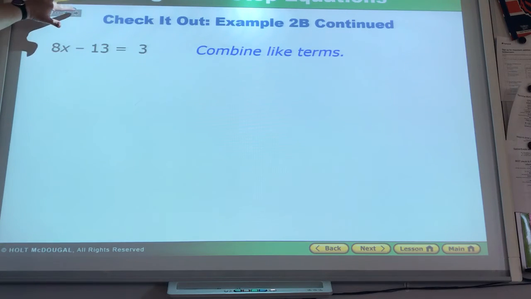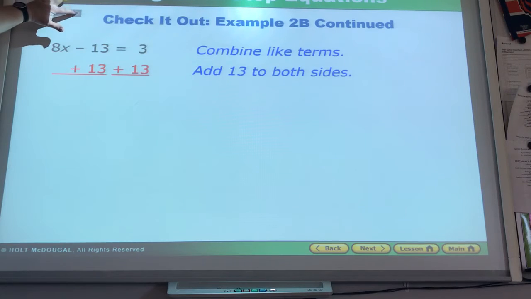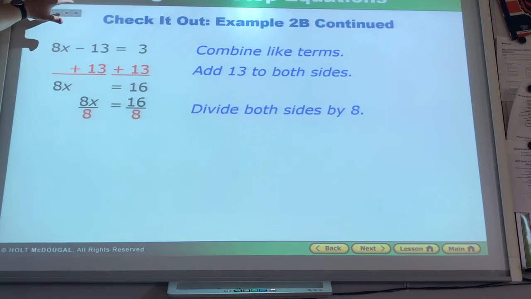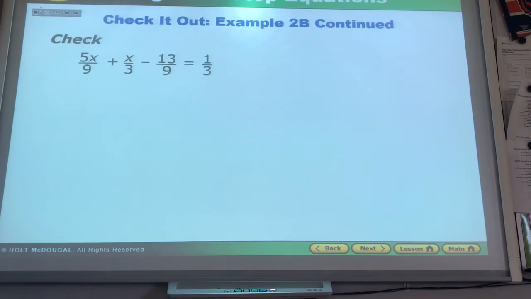From there, we use inverse operations. Add the 13 to both sides. Then more inverse operations. Divide by 8. X equals 2. All right. That is what we got.